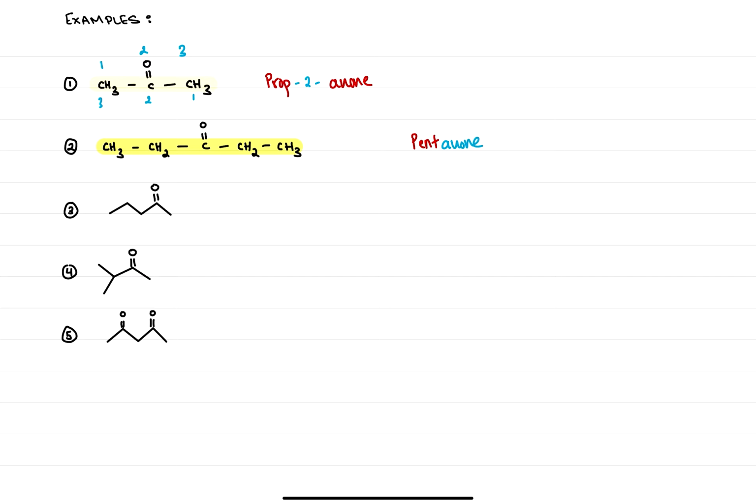So if you want, you can do this. You can say it's prop-2-unknown. Actually, my bad, no, it's not prop-2-unknown. Let me fix that. It's going to be prop-2-one.